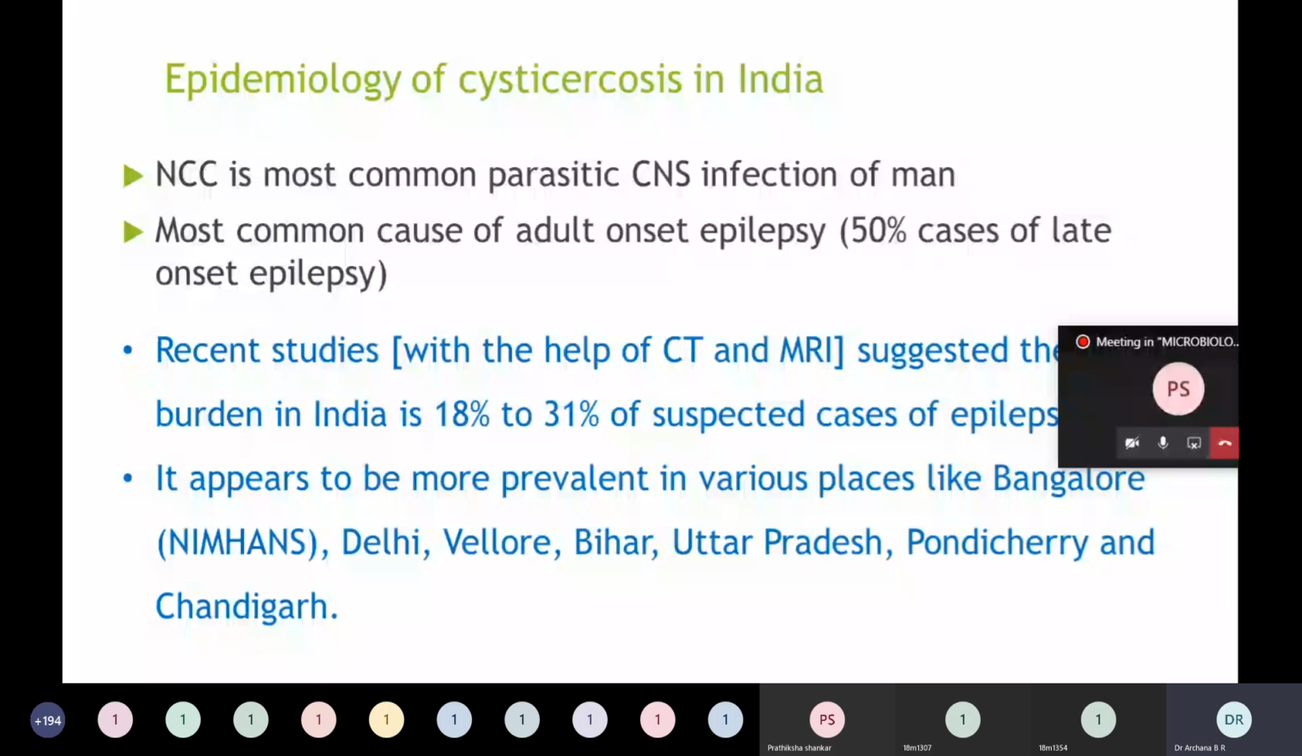Recent studies with CT and MRI suggest the burden in India is 18 to 31% in suspected cases of epilepsy. It is prevalent in various places like Bangalore, Delhi, Vellore, Bihar, Uttar Pradesh, Pondicherry, and Chandigarh.